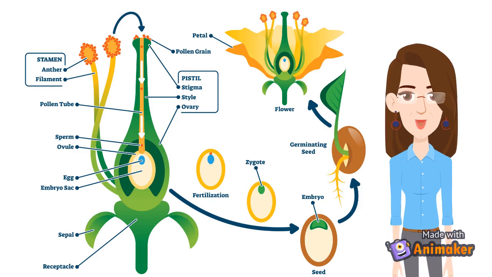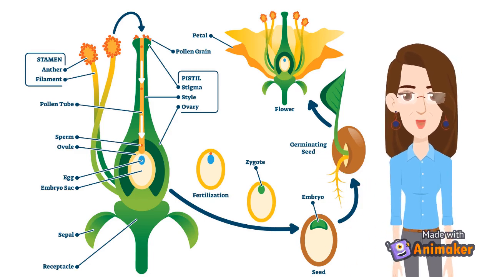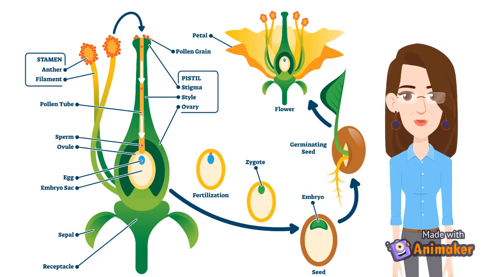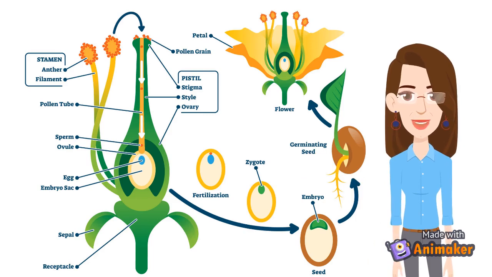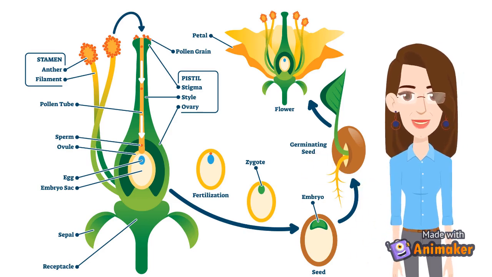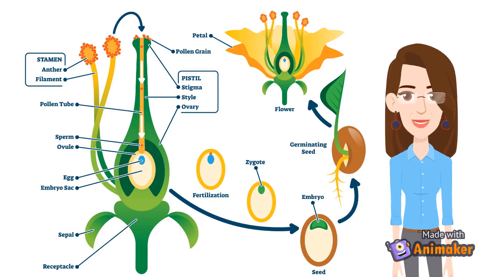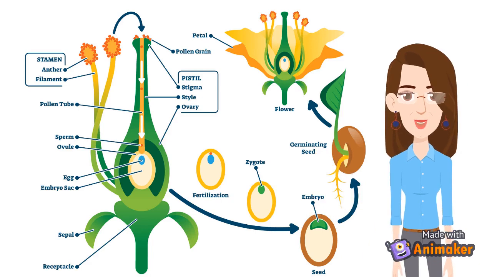Now the steps involved in the process of fertilization are: number 1. First, the pollen grain is deposited on the stigma of the flower. Then what happens? Then the pollen grain swells and begins to grow a pollen tube. After that, the pollen tube grows down through the style to reach the ovule inside the ovary. And after reaching the ovary, the nucleus of the pollen tube divides to form two male gametes.